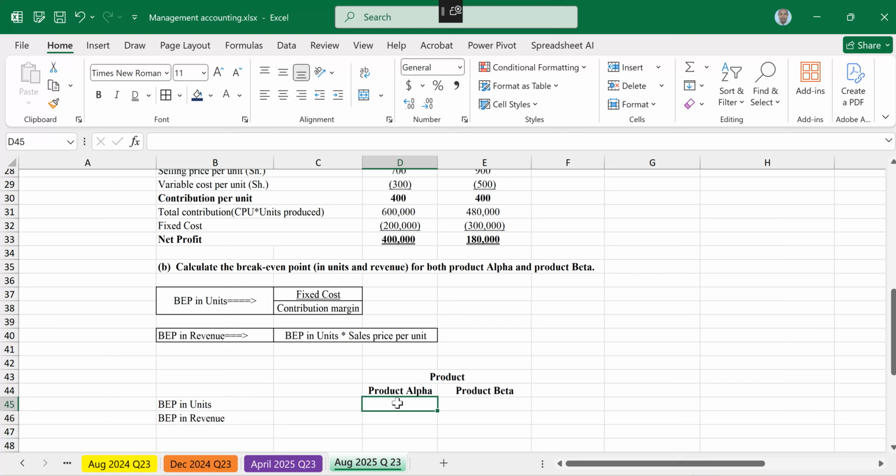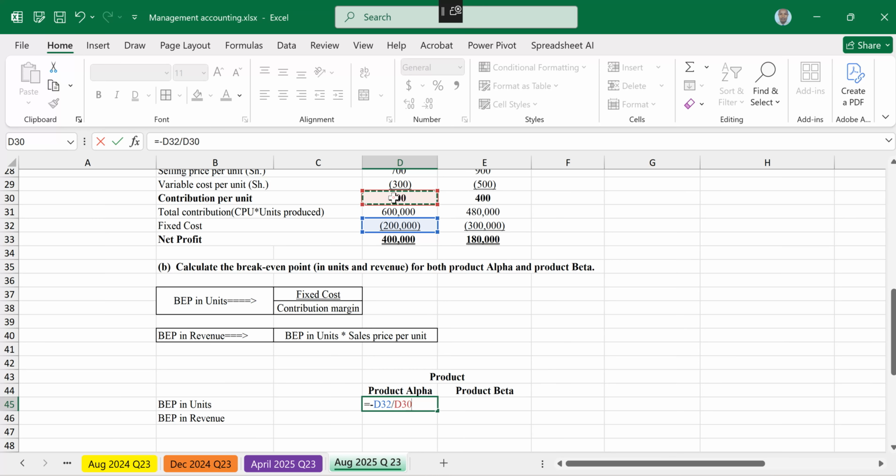Now the BEP in units for the first one will be equal sign, fixed cost. So equal sign negative, then click on fixed cost. Divide that with the contribution margin. Fixed cost over contribution margin. The answer is 500. Then drag across.